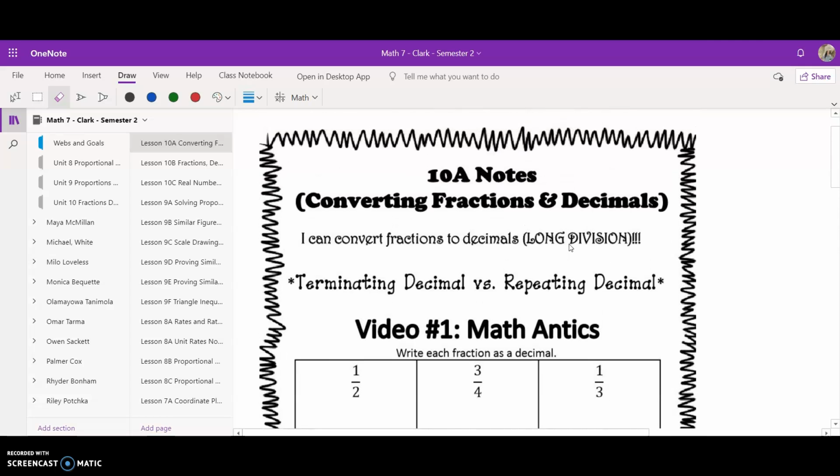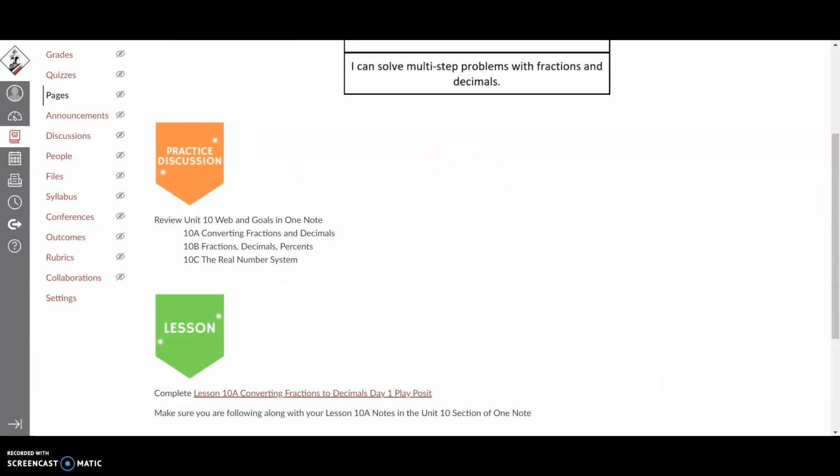So make sure you keep your notes open, follow along with them, write down everything I'm writing down in the video. It's going to ask you questions as you go, so please make sure you're following along with these notes right here in your OneNote. Make sure you split screen.